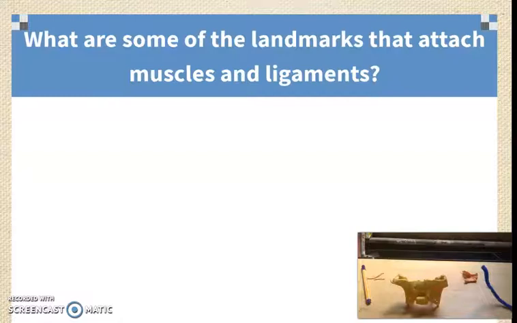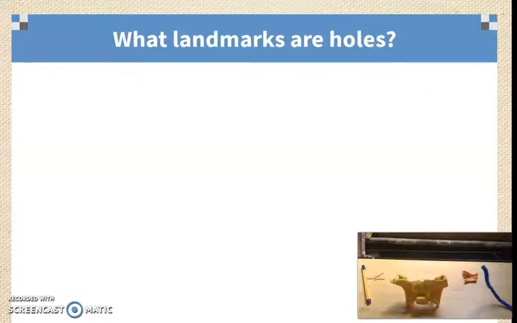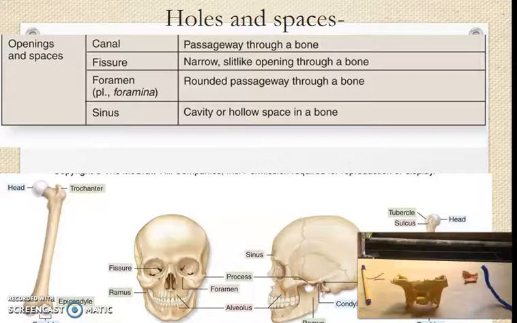So have I scared you with these? I didn't mean to. What I care about right now are which ones are landmarks that attach muscles and ligaments, which ones are articulating, that's where two bones come together, and which ones are holes that nerves pass through. I might, because this is an online class, go into a little bit more detail on them on the study guide, but I wanted just a general idea of what they are, not that you need to know the names of all the ones I gave you.